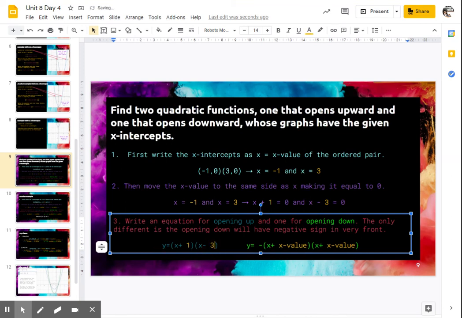Now to open it down, all we do is add the negative sign in front of it, and we keep the linear factors the same. Now, like we said, these may not be equivalent to the graph or to the equation because we don't know the value of a, but they will have the same linear factors. They will have the same x-intercepts. And if we're just looking for the linear factors, we're looking to make sure they have the same x-intercepts.